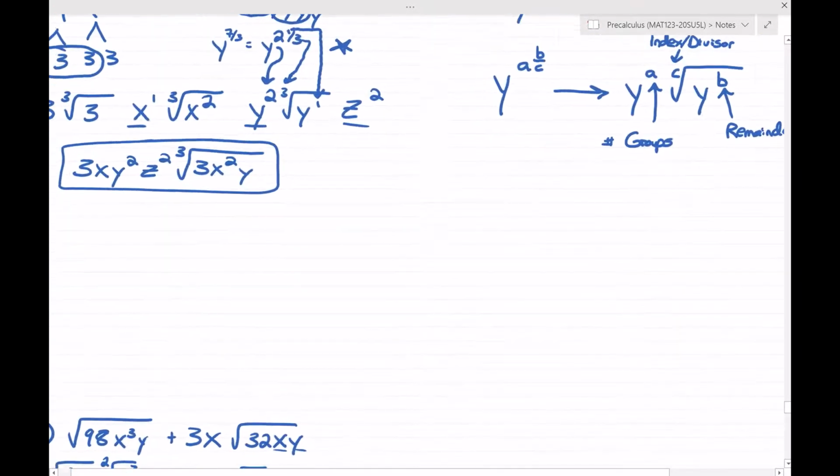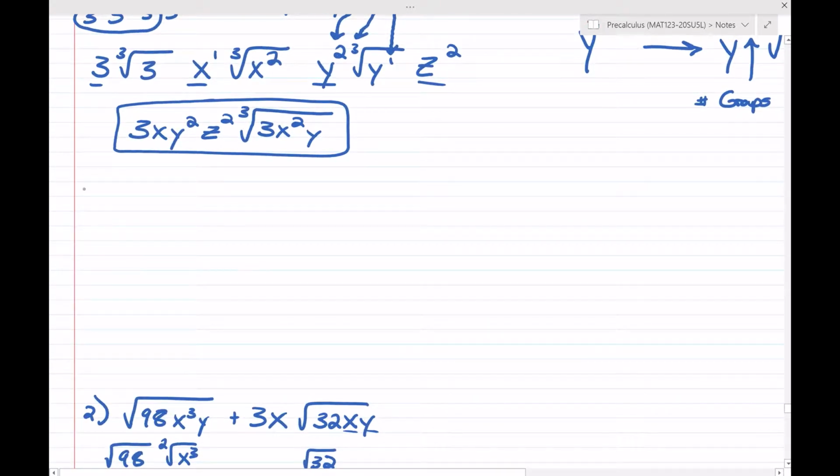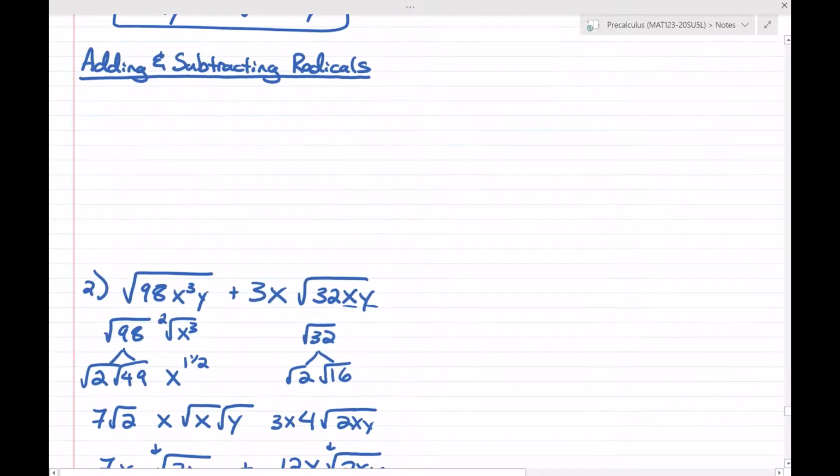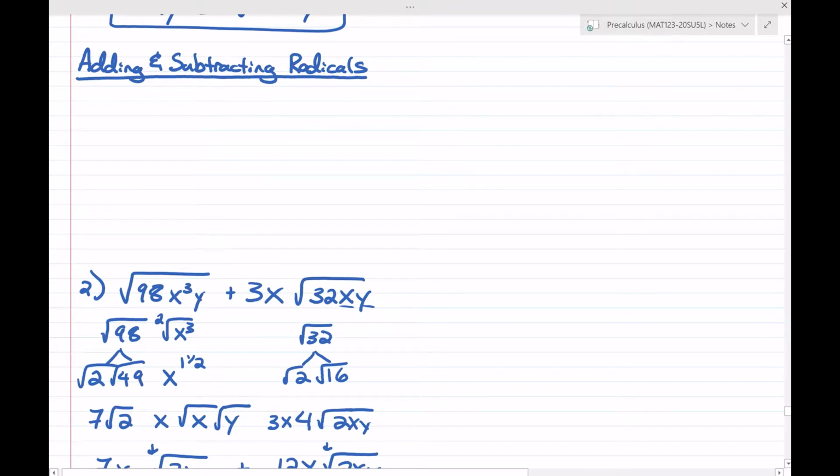Next, we'll talk about how to add and subtract radicals. We'll get to that second example in a minute. But first thing I wanted to do is talk about when we can add and subtract radicals. In order to add and subtract radicals, we must have the same index, and you must have the same radicand.